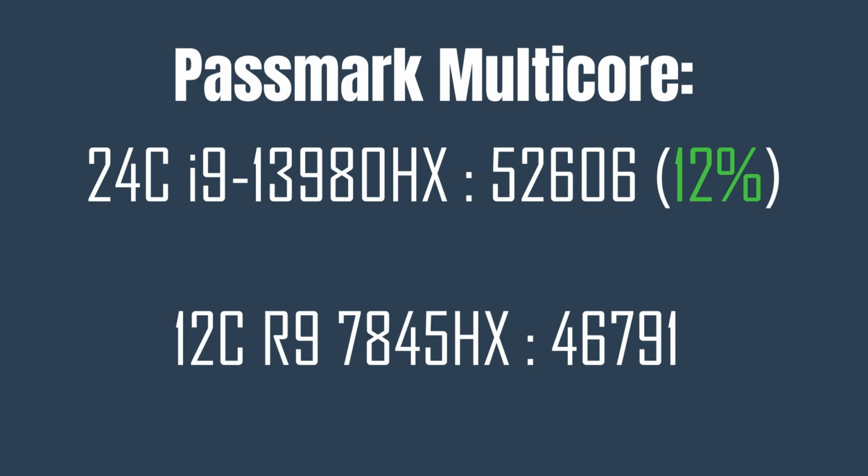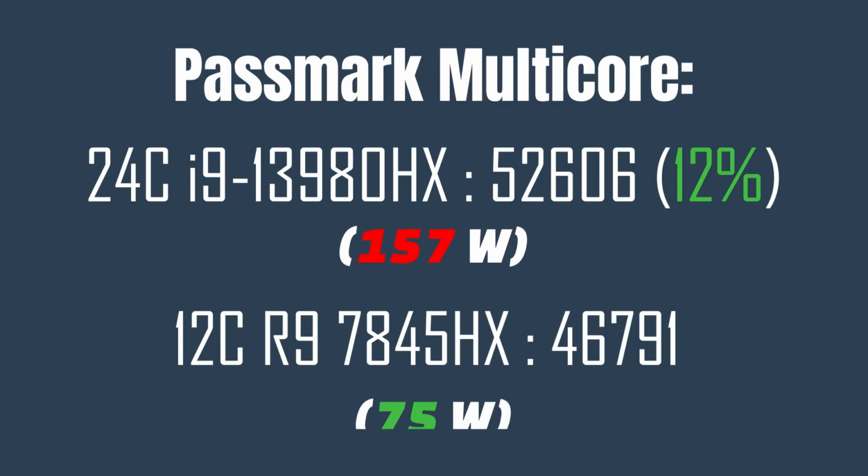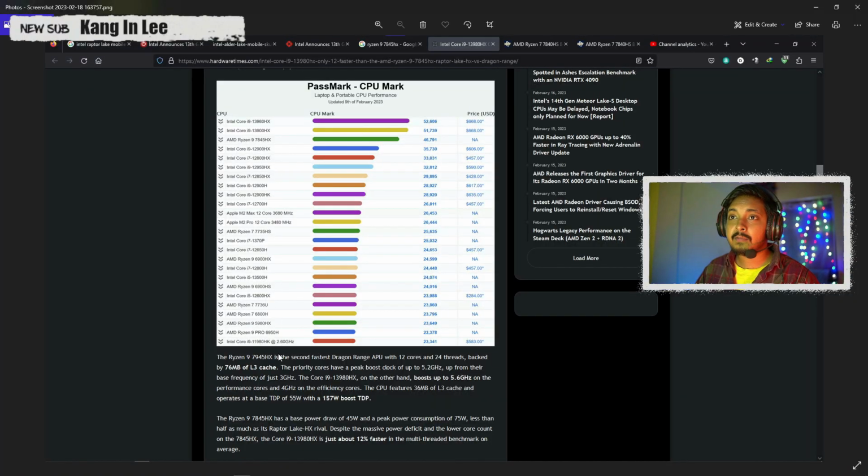And one more thing that is super impressive is that the 13980HX is extremely impractical in the real world. That thing boosts up to 150 watts and above. That is insane. In my opinion, this thing is ludicrous. 157 watts maximum power draw of the 13980HX. It is just crazy. And this thing is only 12% faster than the 12-core 7845HX. So the 16-core 7945HX is probably going to just blow apart the Intel Core i9-13980HX.